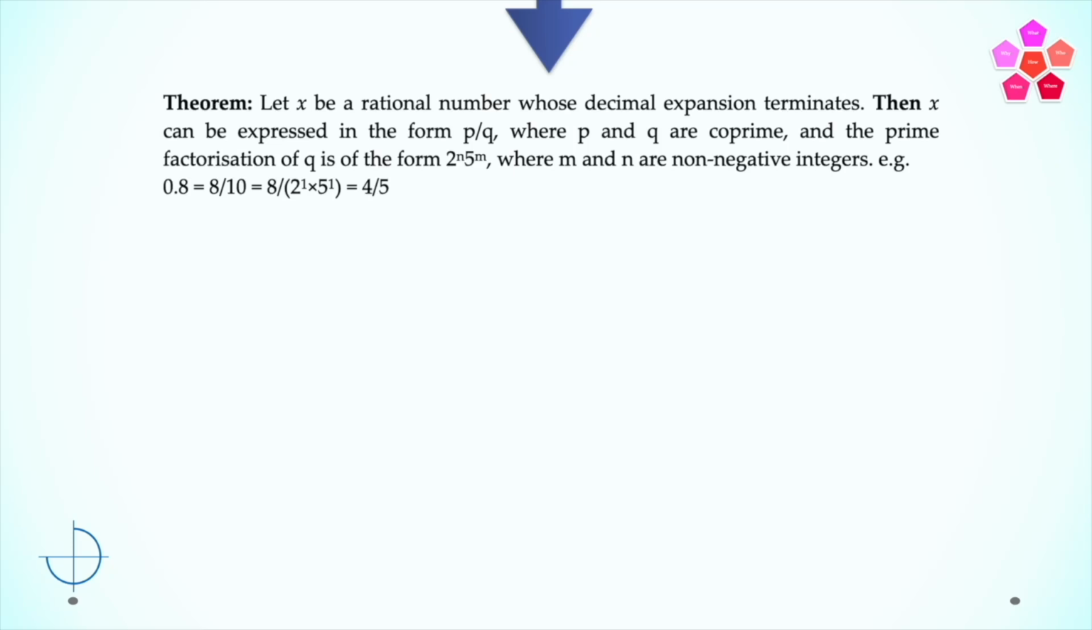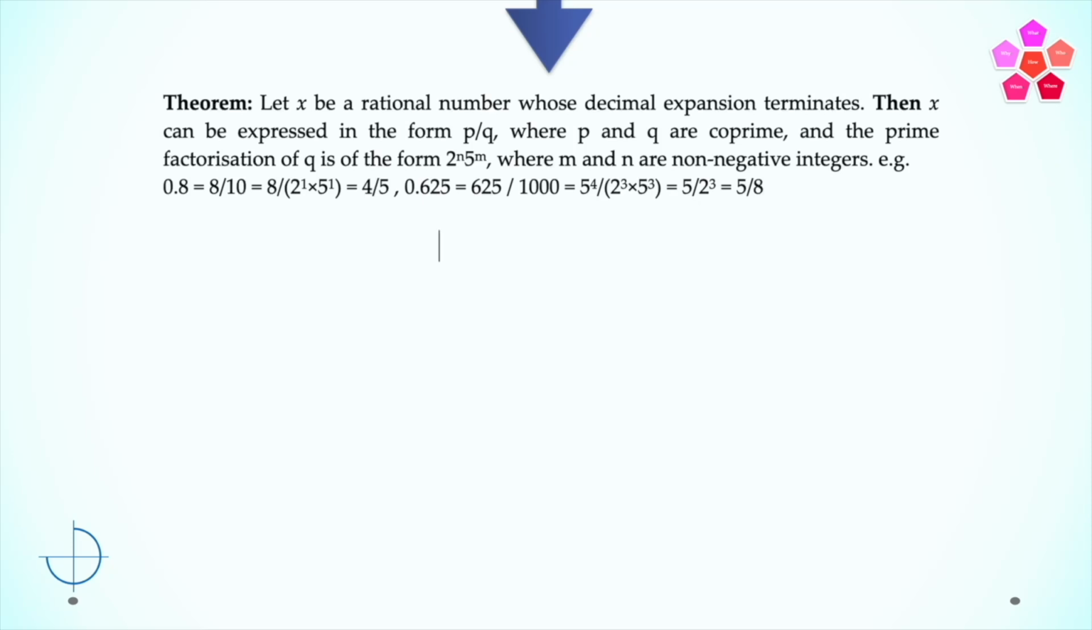Another example can be 0.625, which can be written as 625 divided by 1000, which is equal to 5 raised to the power of 4 divided by 2 raised to the power of 3 into 5 raised to the power of 3, which finally is equal to 5 by 8. And again, we see that 5 and 8 are co-prime.